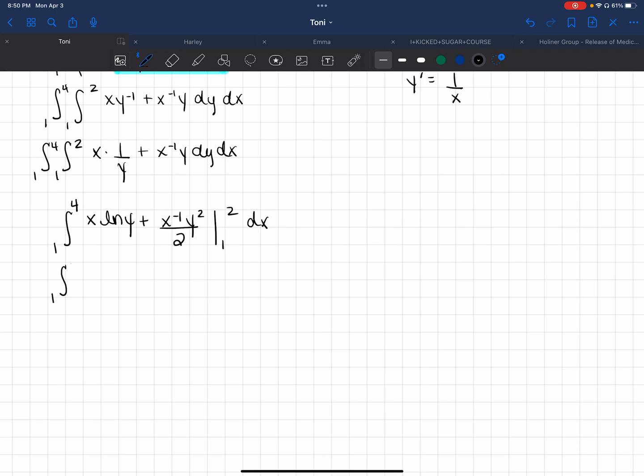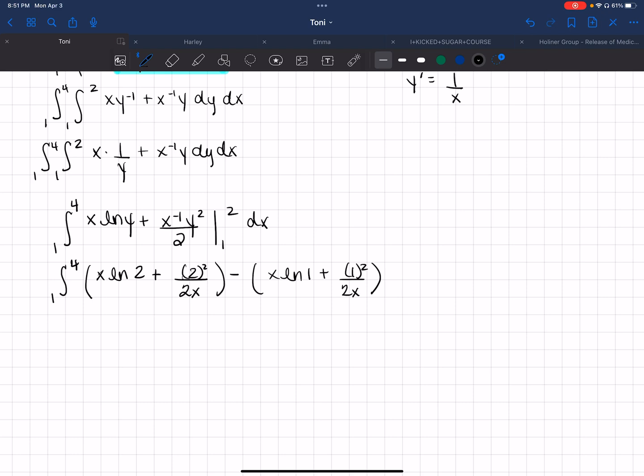So I have my 1 to 4 there, of course. And that's going to give me x natural log of 2 plus, I'm going to go ahead and move that x back to the bottom. So that's 2x. And then I've got 2 squared. Okay. Minus, I have x natural log of 1 plus, I'm going to go ahead and move that x back to the bottom, and I have 1 squared.